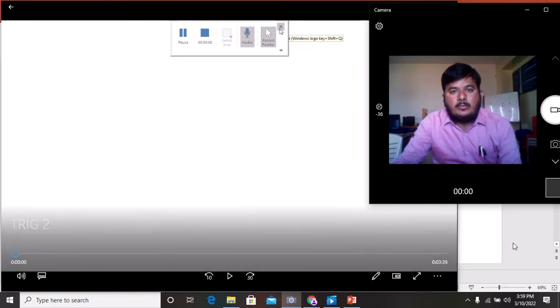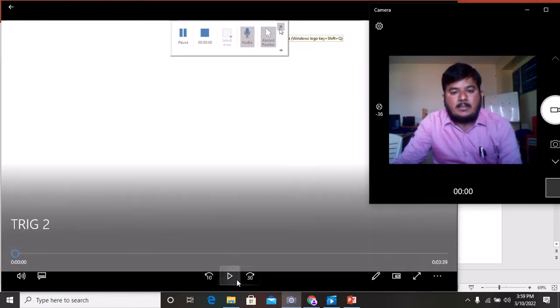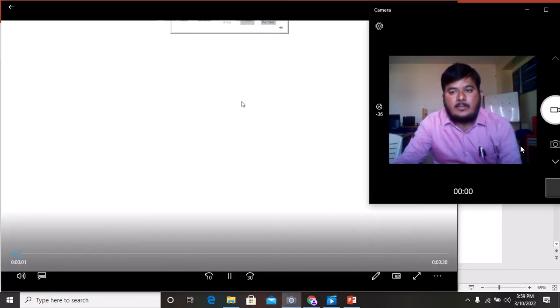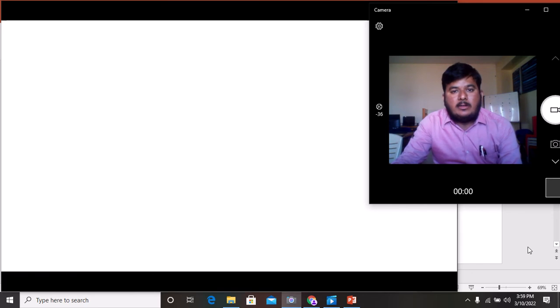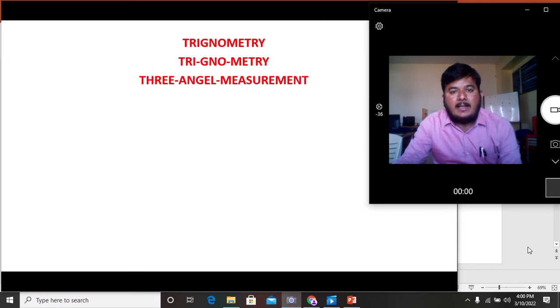With good wishes, let's start. Today's new chapter is trigonometry. Though it looks like a new word, if you split it into three words, it is formed as trigonometry. The meaning of it is three angle measurement. There are six functions associated with trigonometry. We talk about the trigonometric functions.